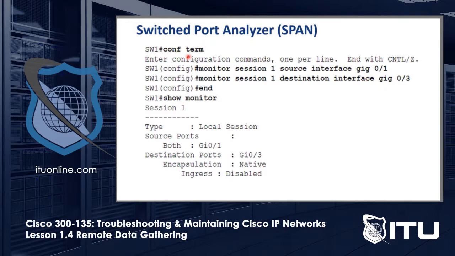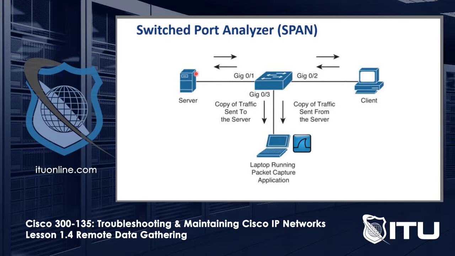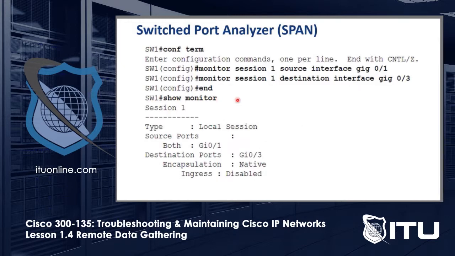Go into global on the switch, and then we could say monitor session 1. We're just basically making up a monitoring session. This number, you pick whatever number you want. We can say the source interface would be gigabit 0/1. And then in monitor session 1, the destination interface is gig 0/3. So if we go back here, we can see that the source is gig 0/1. In other words, stuff coming from the server, the destination comes out 0/3. Then we go ahead and we save it. And then when we show monitor, we can see that we have gig 0/1 and gig 0/3.